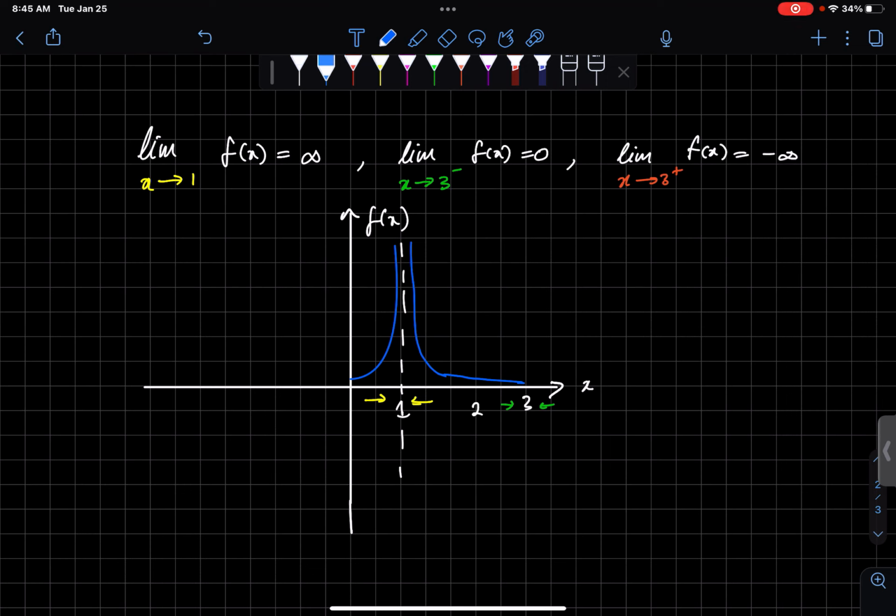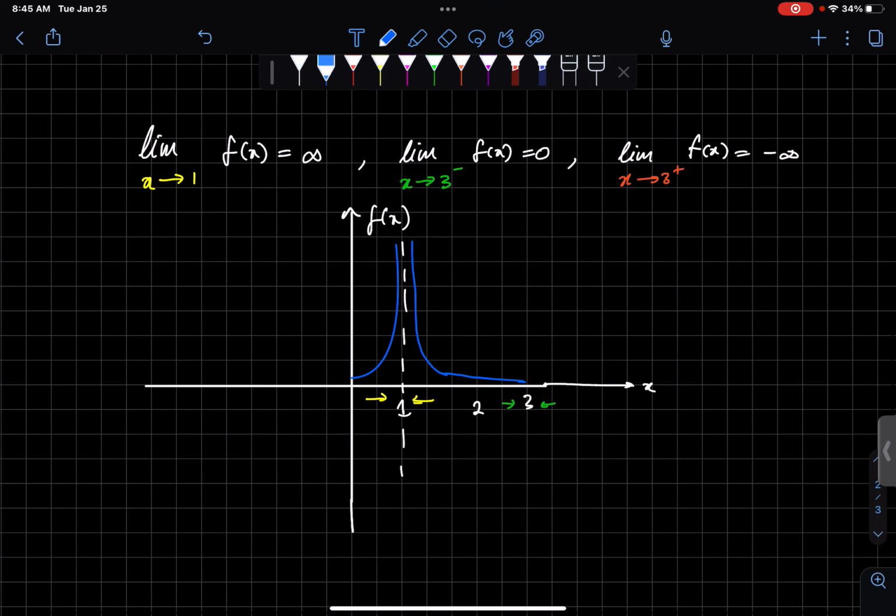So let me make this a little longer. As we come at this function from the right hand side, it does something like this. It could be anything, but this would work. I'm going to draw another asymptote at 3, and it's going to do something like that. So it's got a vertical asymptote at 1 and 3.